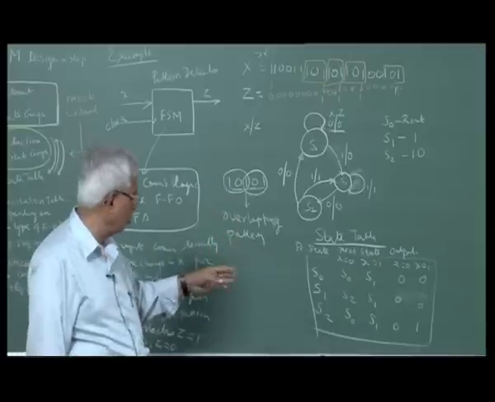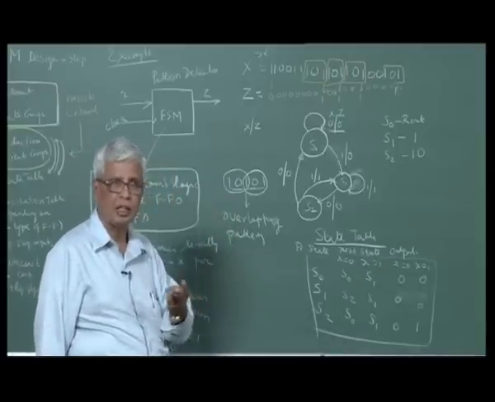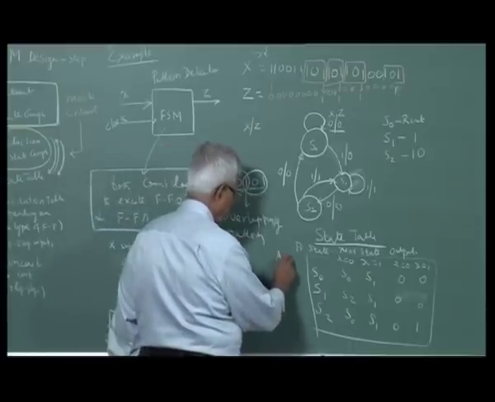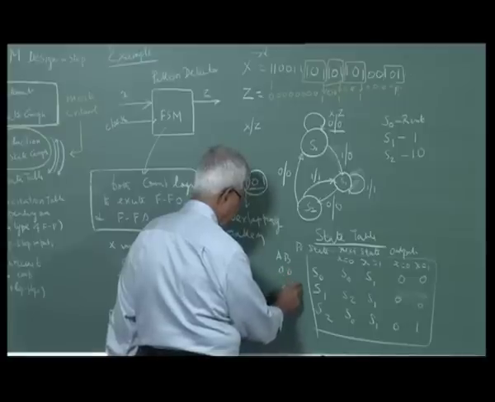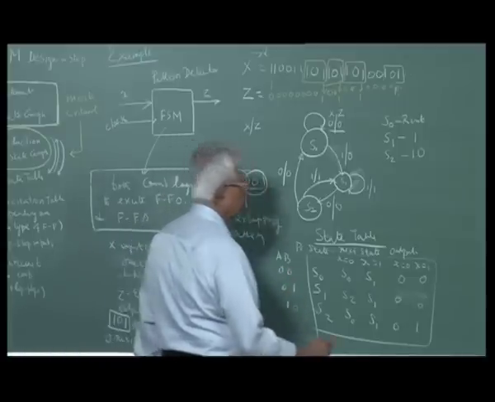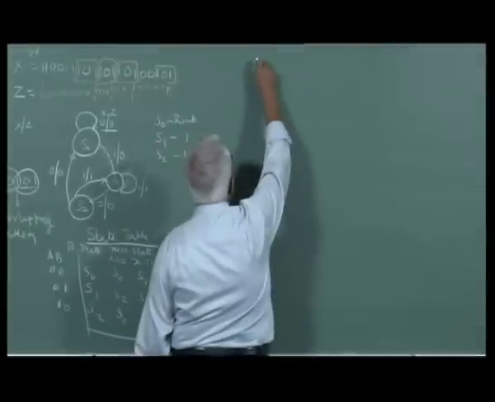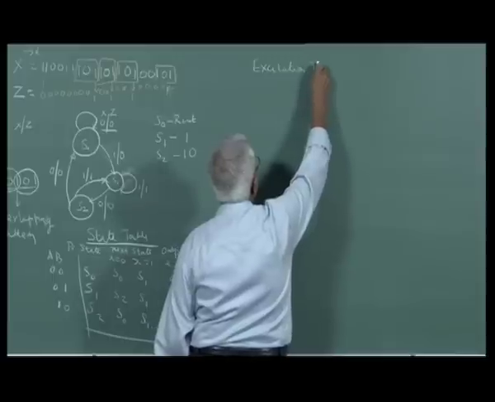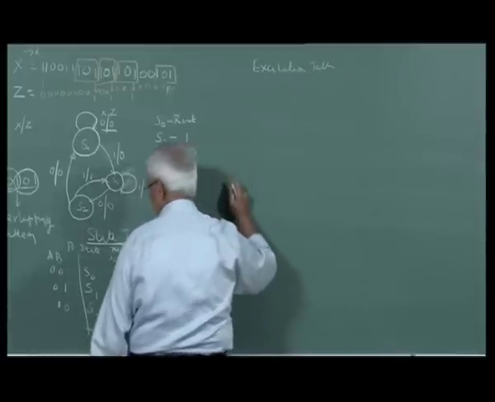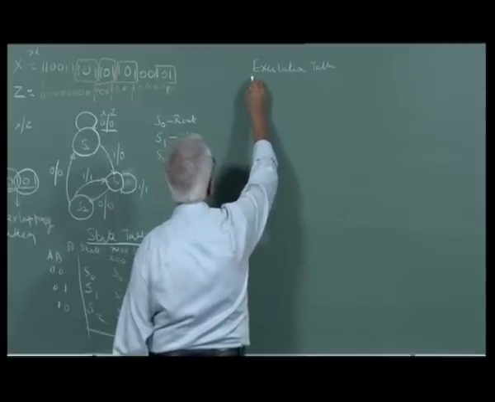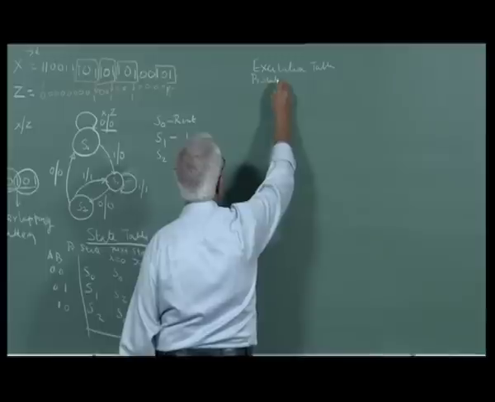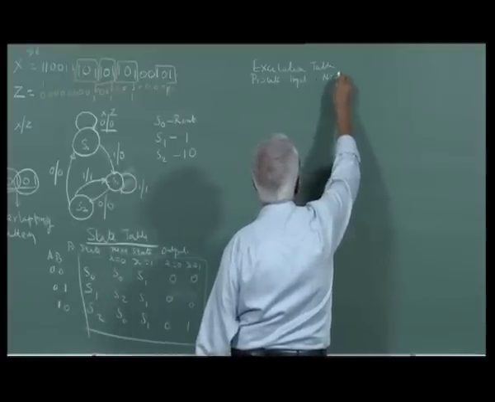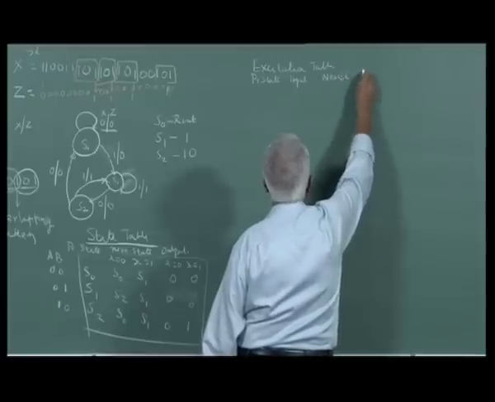So, next step is to give values for S0, S1, S2. There are 3 states, so we need 2 flip-flops. We will call the flip-flops A, B: 0 0, 0 1, 1 0. So, the excitation table is where, instead of S's, you use zeros and ones. Excitation table: present state, input, next state, output.